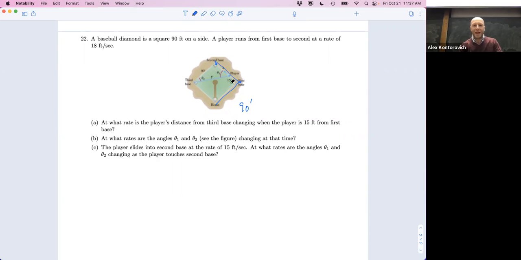Player runs from first base to second at a rate. So let's say x is the distance to second. Distance from the runner at first to second base.